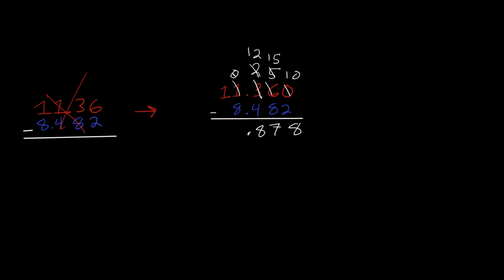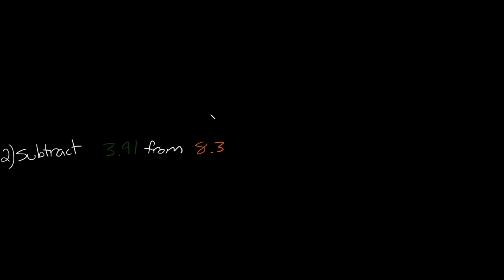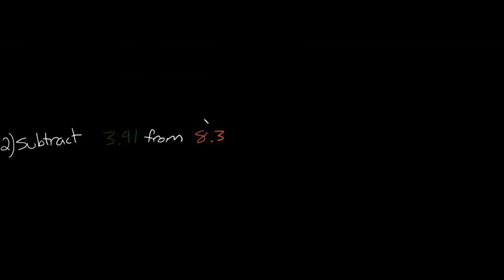You can't subtract 8 from 0, so we're going to make this a 0, and this a 10. 10 minus 8 is 2. So the answer to this problem would be 2.878. And you got this just by lining up the decimals and then subtracting it like any other number. So we'll go ahead and do some example problems so you can understand how to do this better.